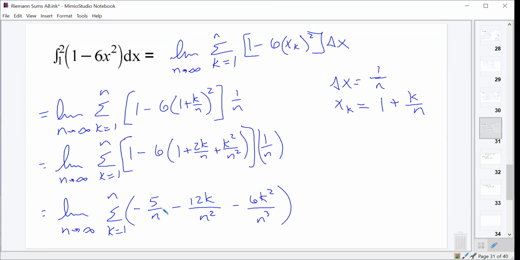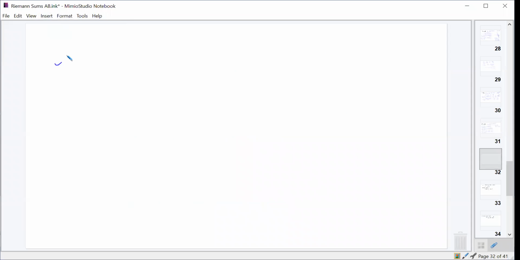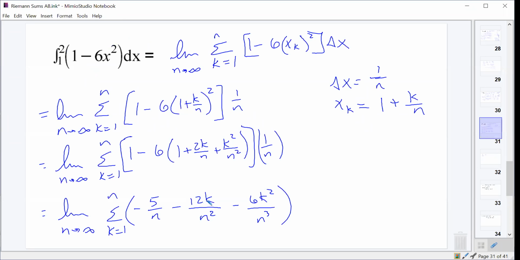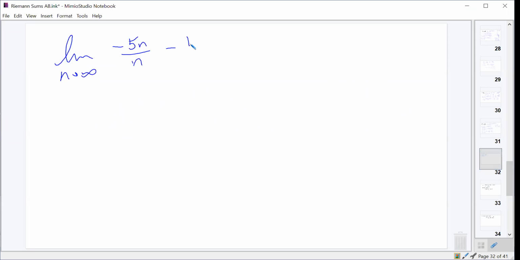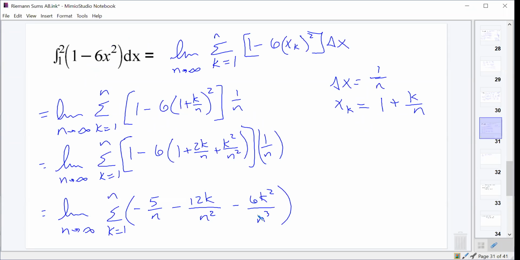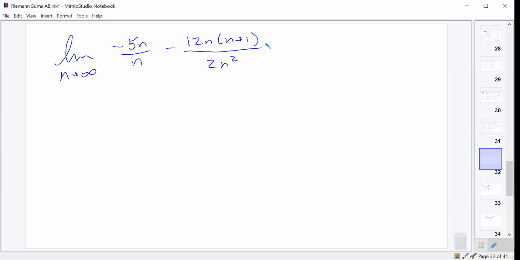So negative 5 over n should become what? Negative 5n over n. And then we had negative 12k over n squared. So the sum of k should become n times n plus 1 over 2, over n squared. And then we had minus 6 over n cubed times the sum of k squared. So that should become minus 6 n times n plus 1 times 2n plus 1 over 6 n cubed. Everybody good with that? Yeah.